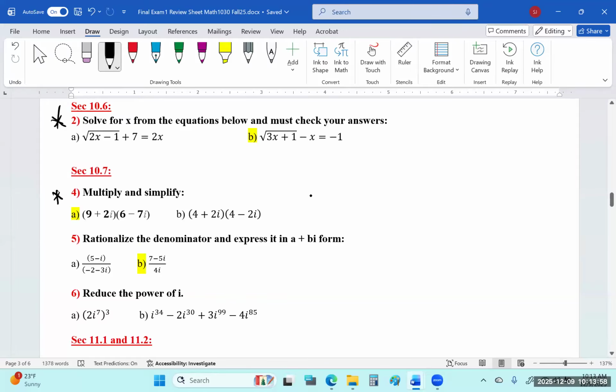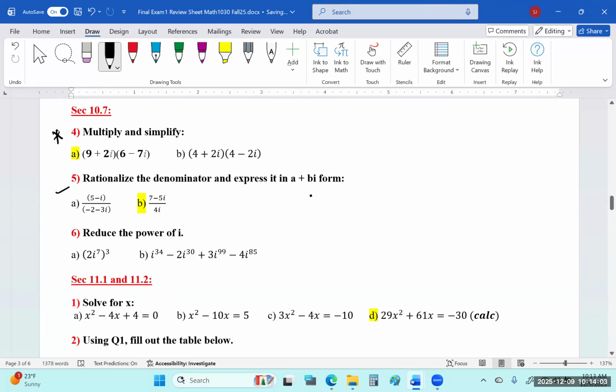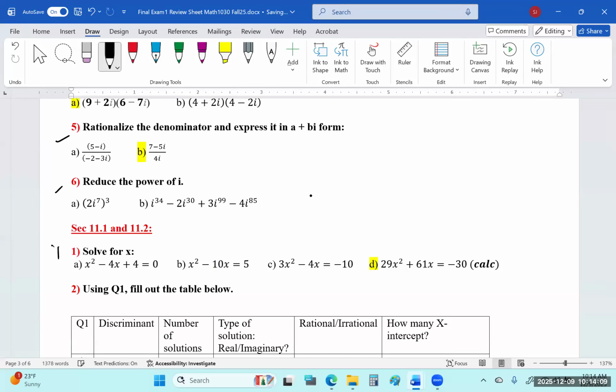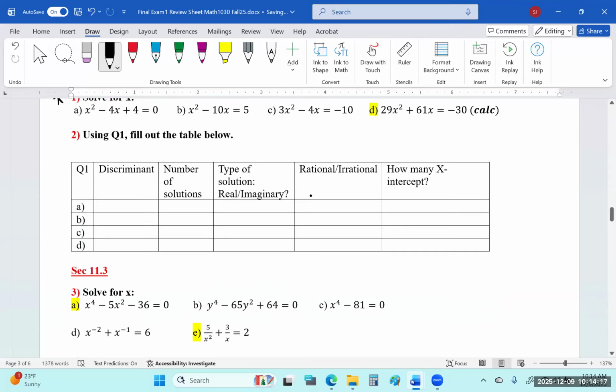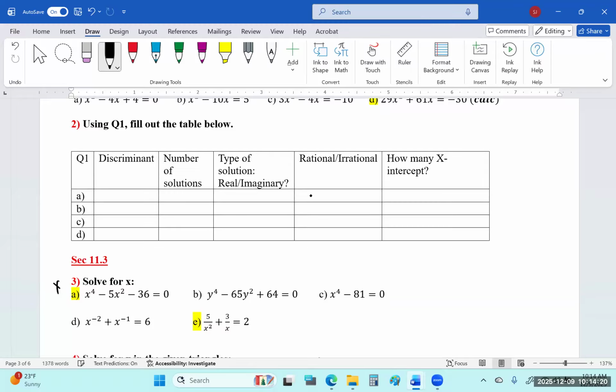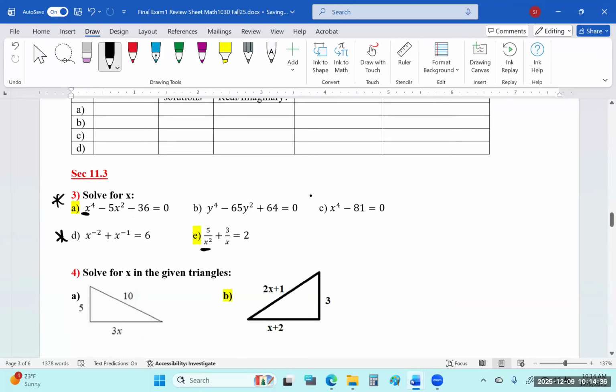Rationalize the denominator, sometimes. I think sometimes. Reduce the power of i, sometimes. But solving for x for quadratic, always one of these. We have 3 scenarios. One of the scenarios will always come. Solving for weird quadratic. Here mostly they give 4th degree and this type of fraction. So both of these types, they always come.